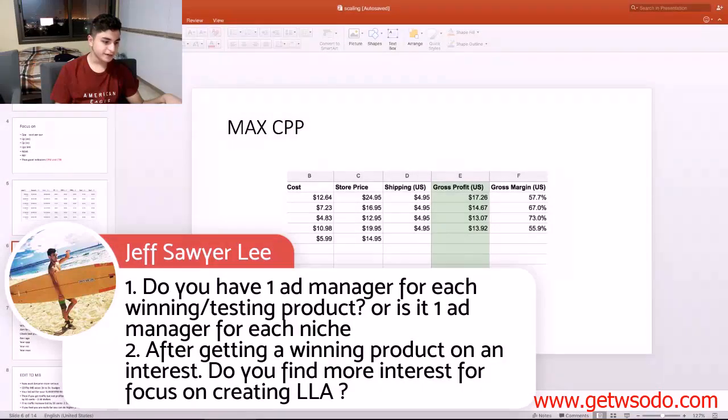Do you have one ad manager for each winning or testing product? Is it one ad manager for each niche after getting a winning product on a niche? Do you find more interest or focus on creating lookalikes? For your first question, you can use the ad account for the same niche or for that product. Then when the product is dead, just run new products on it. So I do both. They both work. And your second question, I would focus on creating lookalikes, not interest.